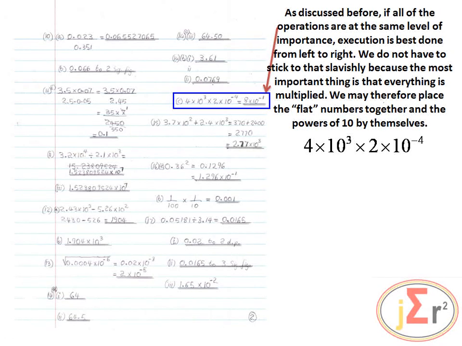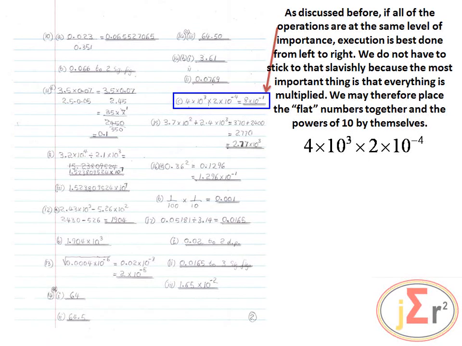In this particular problem, as discussed before, all of the operations are at the same level, and if that is the case, execution is best done from left to right. We do not have to stick to that slavishly, because the most important thing is that everything is multiplied. We may therefore place the flat numbers together and the powers of 10 by themselves.